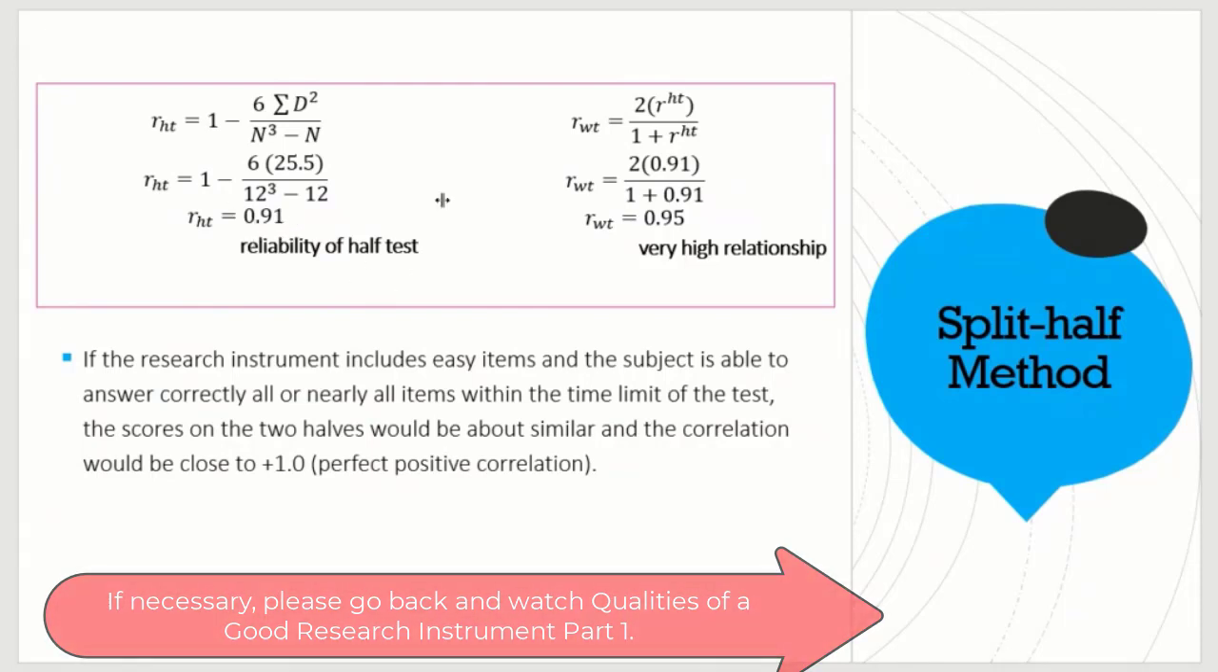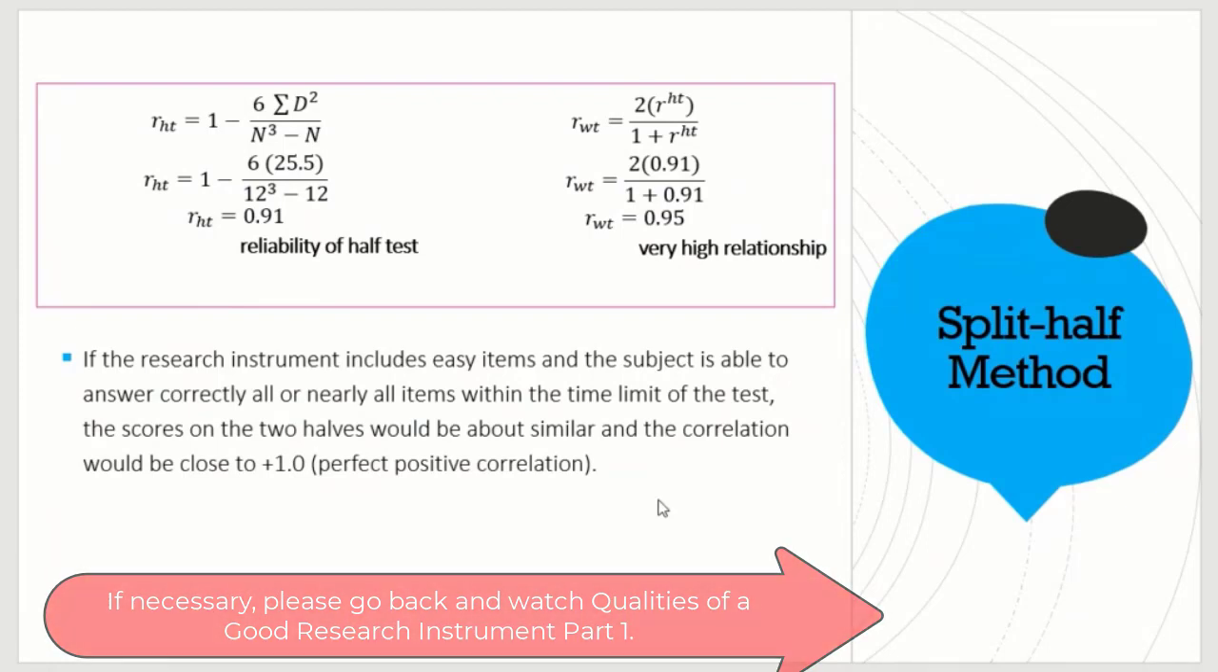Now that you have RHT, you can put it in the Spearman-Brown formula for the reliability of the whole test. So 2 times RHT over 1 plus RHT is equals to 2 times 0.91 over 1 plus 0.91. If you try that on your calculator, you will get 0.95. Very high relationship.